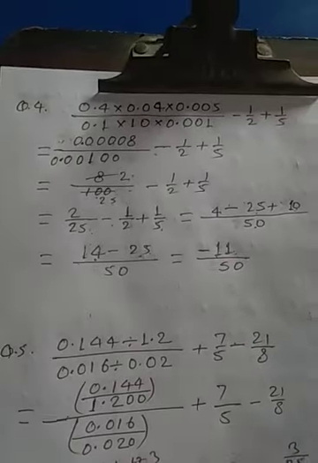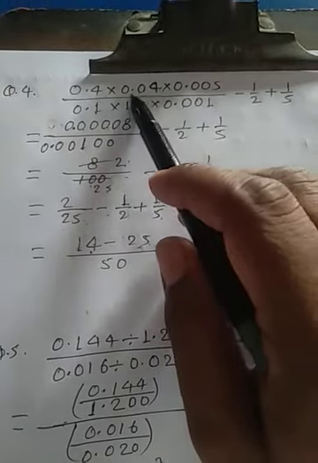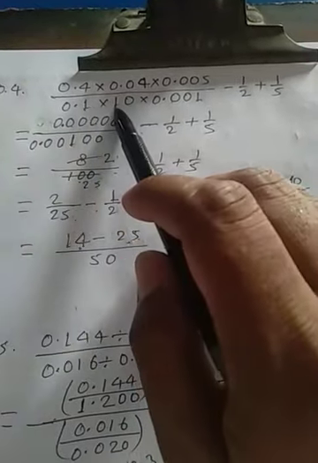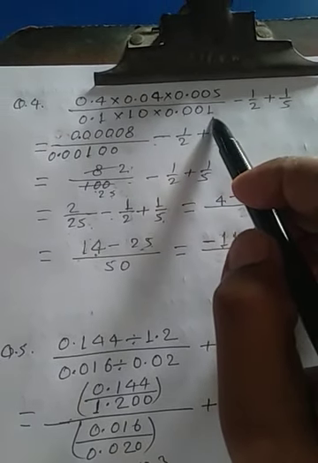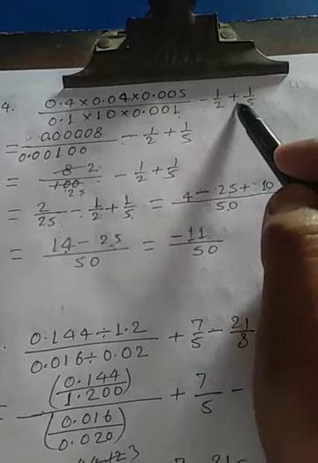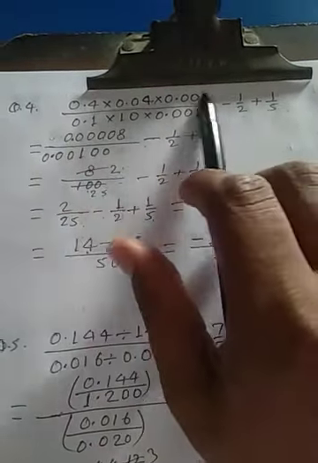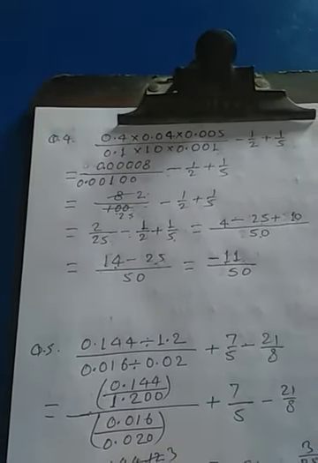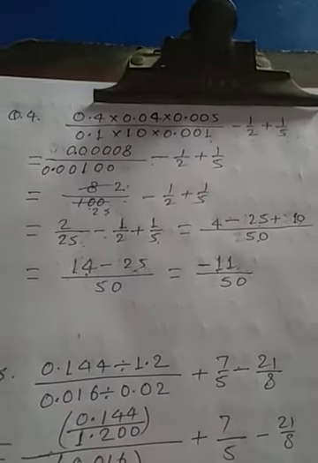Now, I am taking another example: 0.4 into 0.04 into 0.005 by 0.1 into 10 into 0.001 minus 1 by 2 plus 1 by 5. This is very simple, but this number is very complicating because of the decimals and places of decimal. So we have to be careful about the places of decimal.